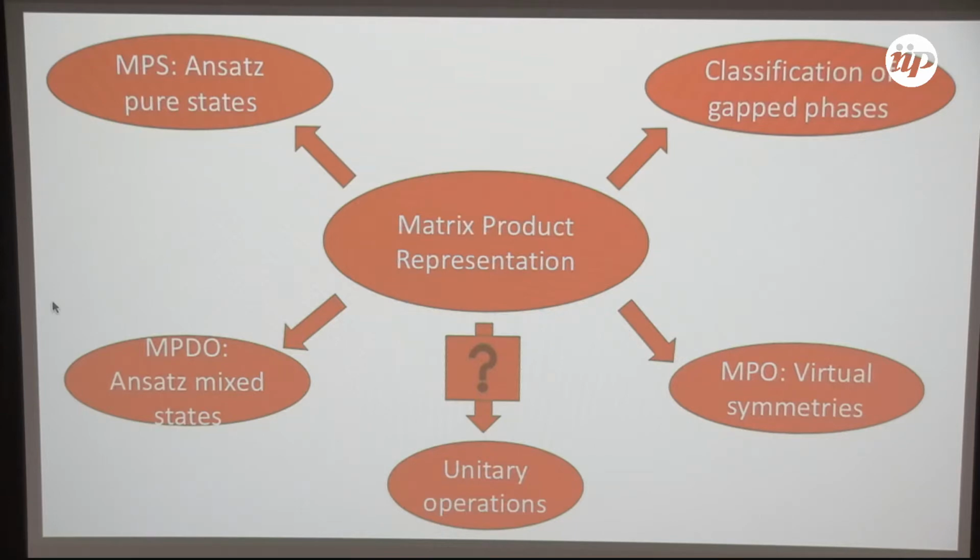So it's been used a lot in order to classify mostly the states in 1 and 2D, but no one has actually asked the question of how about unitary operations, right? So instead of states, now we are interested in unitary operations.